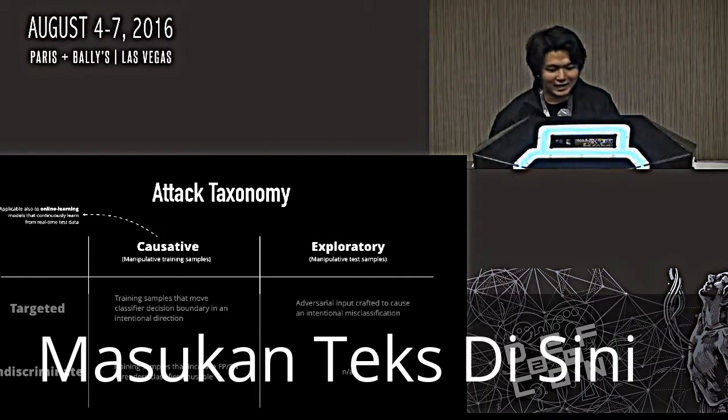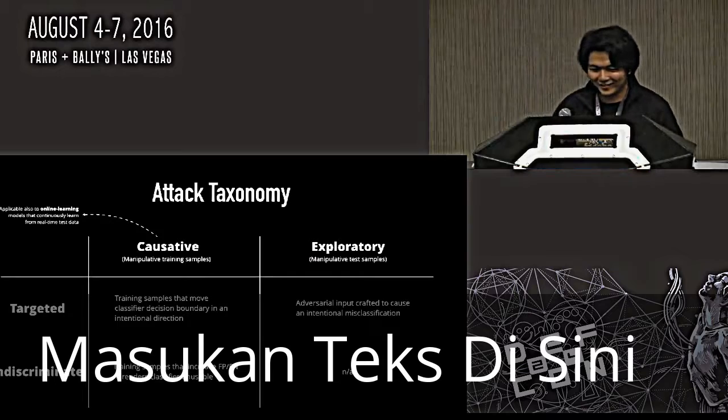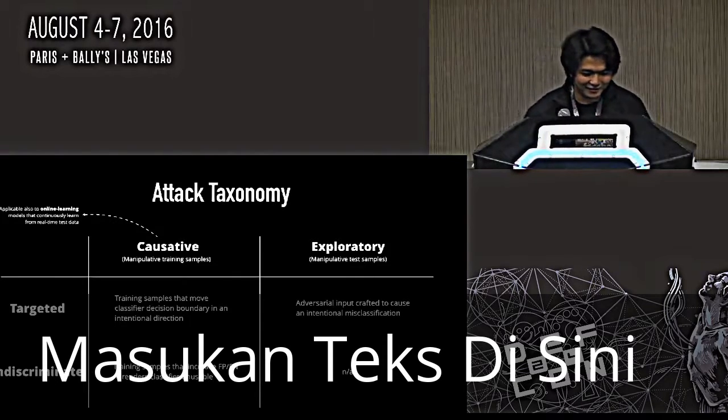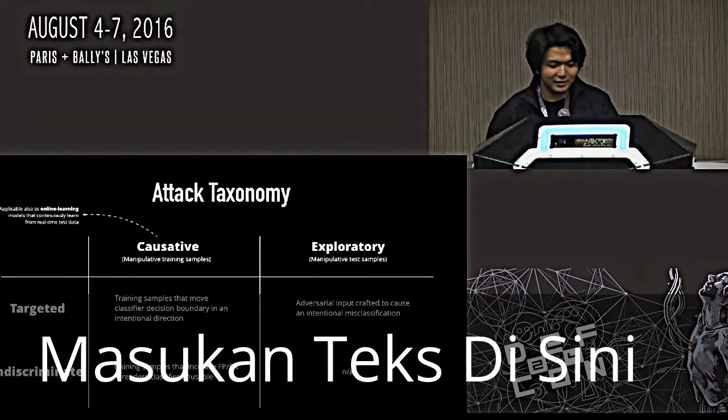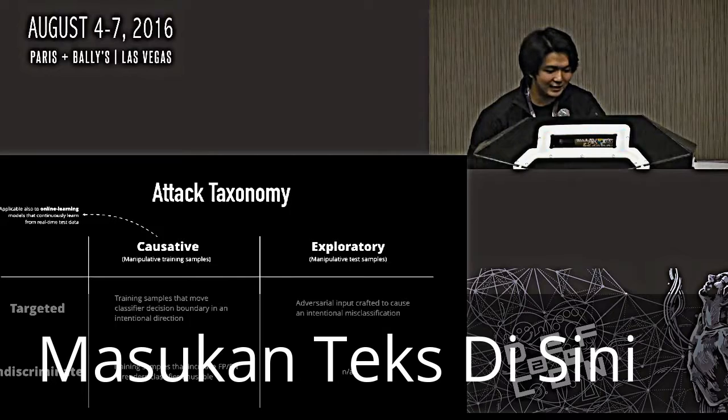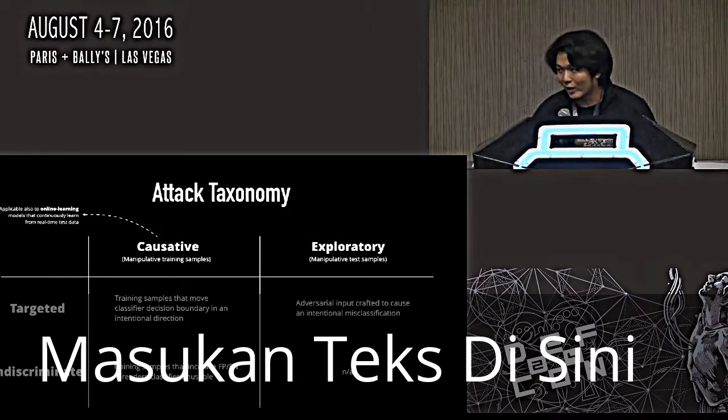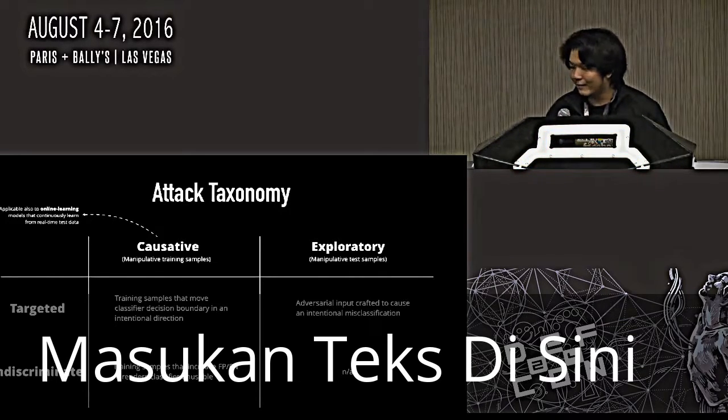But first, let's look at the attack taxonomy so we can look at the attack vectors and so on in security speak. There are two general kinds of attacks that you can do on these machine learning or deep learning systems. You can have causative attacks or exploratory attacks. Causative attacks are relevant when you have access to the training step.